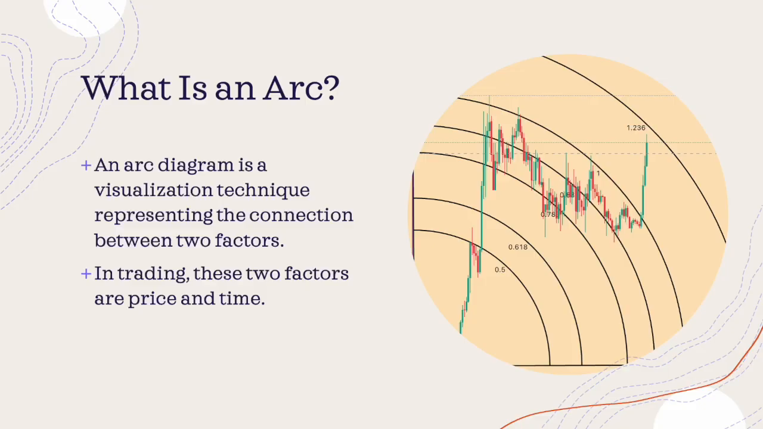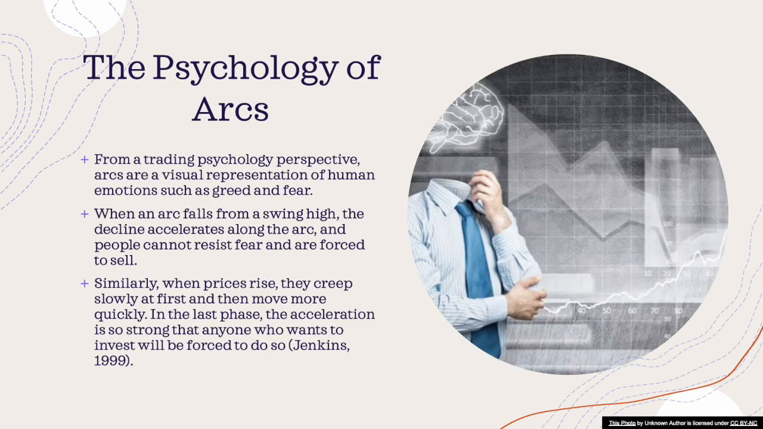First and obvious question is, what is an arc? An arc is a diagram visualizing the connection between two factors. In trading, these two factors are price and time. From a trading psychology perspective, arcs are a visual representation of human emotions, mainly greed and fear.